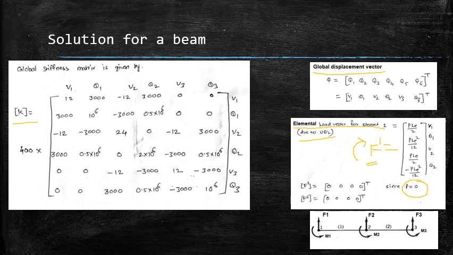Now the equation was KQ is equal to F. So K we have seen, this is K.